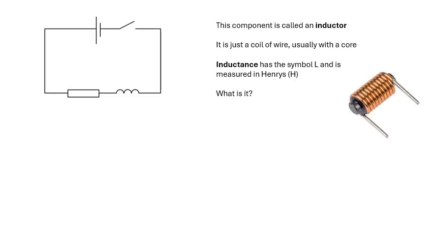Now, this component is called an inductor, and it's basically just a coil of wire. Usually it's got an iron core in it, depending on what value you want. Inductance has the symbol capital L, and it's measured in henries. What do we mean by inductance? What is inductance?